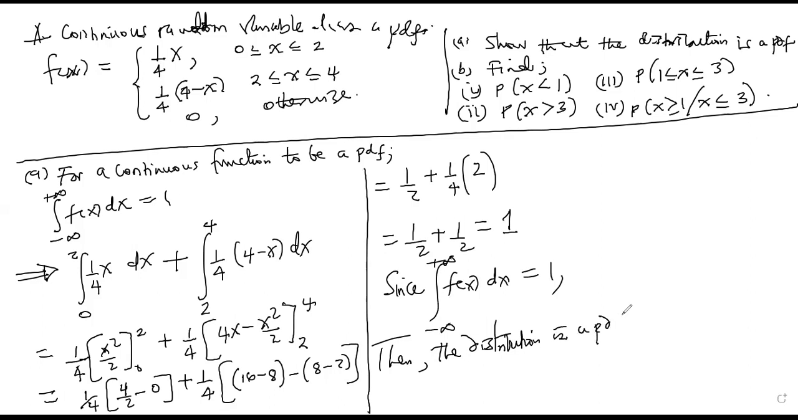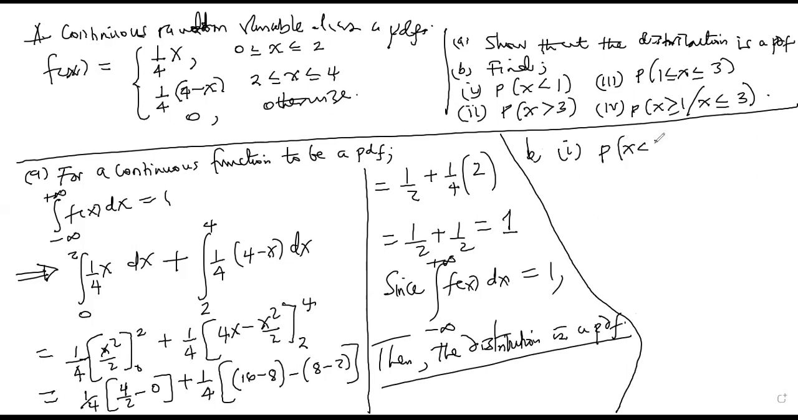As simple as that. Then for part B, they want us to find the probabilities, and they have begun with a probability. I think I can squeeze it here. Then I continue. So part B, Roman 1, probability of X less than 1.